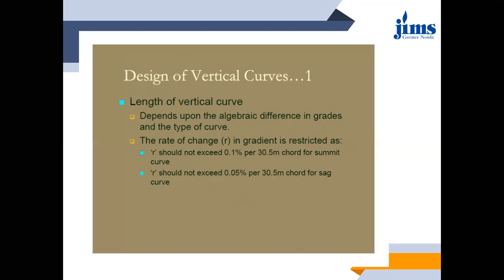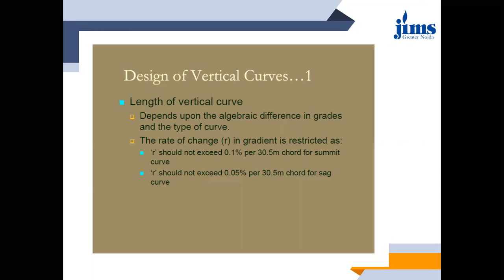Then comes the length of the vertical curve. The length of the vertical curve depends upon the algebraic difference in the grades and the types. For example, the rate of change of gradient, if it is denoted by r, is restricted as follows: r should not exceed 0.1% per 30.5 meter chord for a summit curve, and it should not exceed 0.05% per 30.5 meter chord for a sag curve.